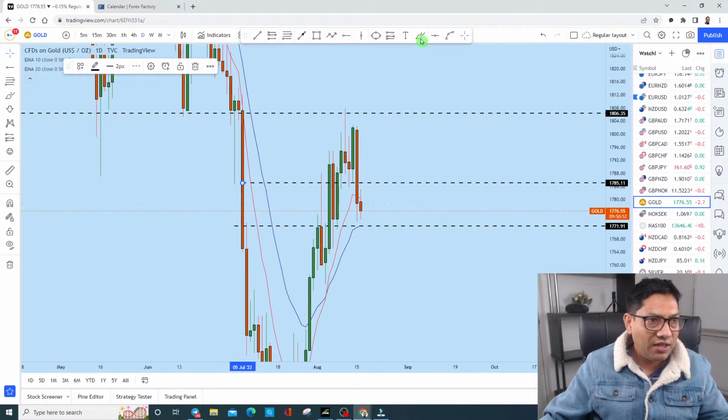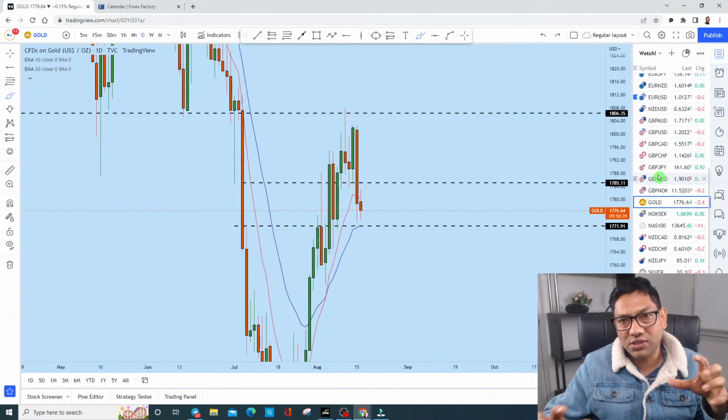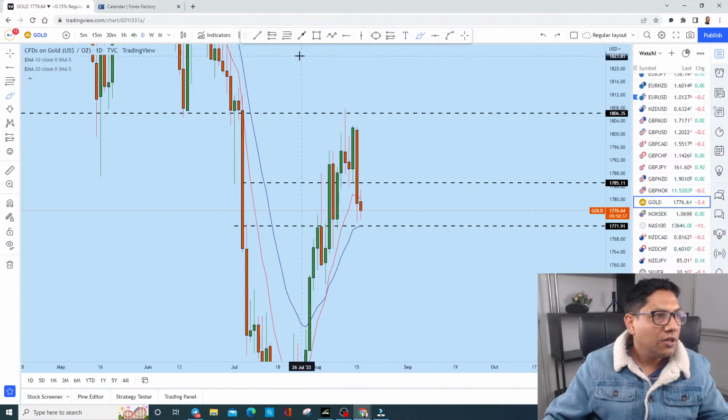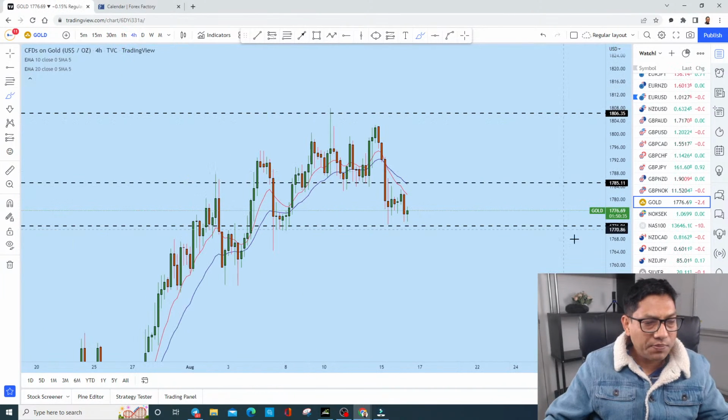So what I think is that after testing this 20 period moving average today, the price will go up and test this 1785, and then we might see a drop. So the next sell point could be around 1785 on gold, upon retracement to the upside.